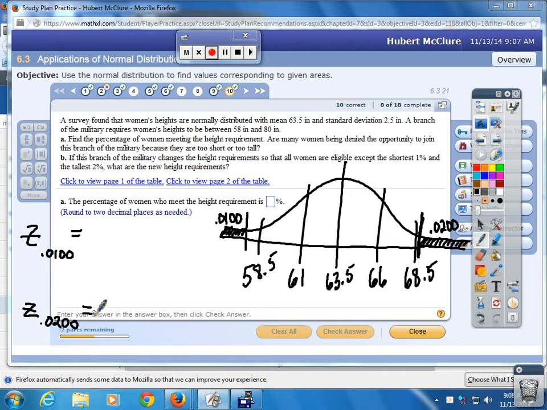Now, this Z-score is going to be negative. This Z-score is going to be positive. So you're going to have to find 0.98 to find this Z-score. So this one is going to be at 0.9800 because you can't find the right-hand side on the table. You got to go with the left-hand side, and the left-hand side is that one for this side.